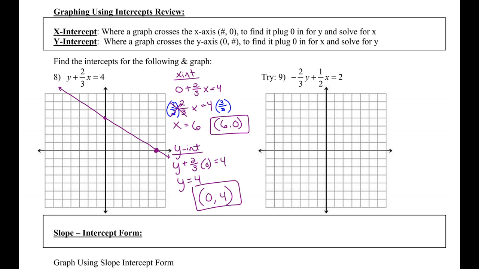And we want our line to be straight, so we should use a straight edge. Please pause the video and try example 9 on your own.